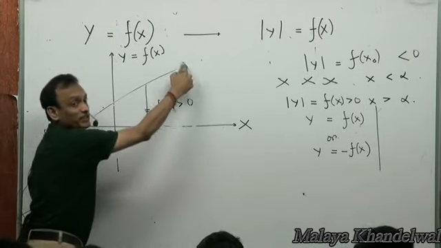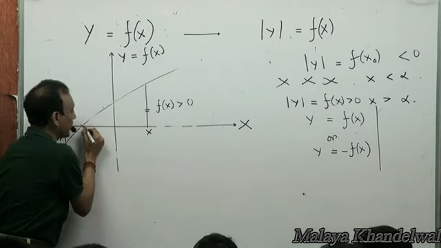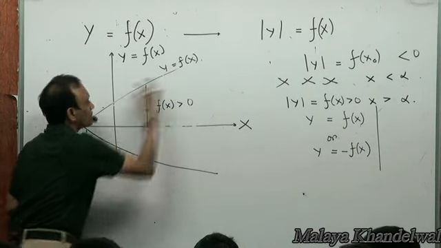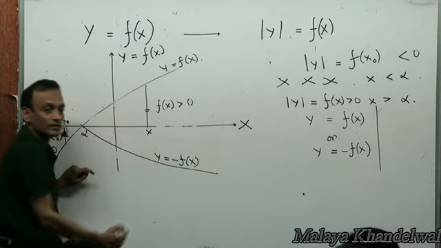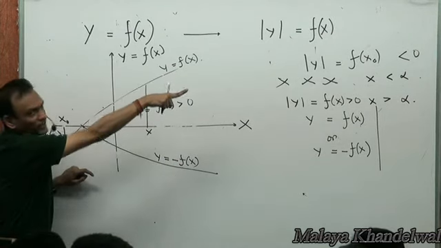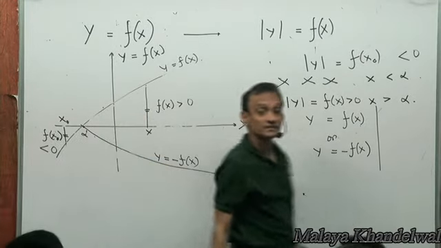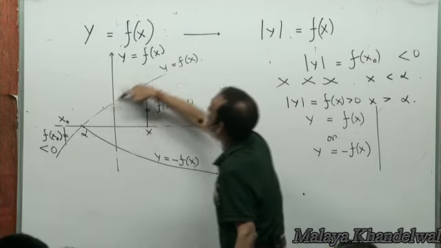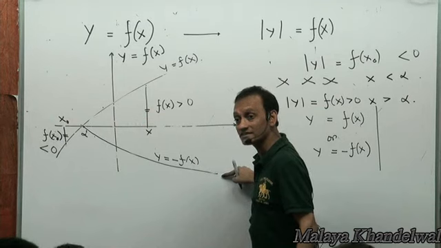This is y equal to f(x), right? y equal to minus f(x) will be this. If this is y equal to f(x), then a reflection of this about the x-axis will be y equal to minus f(x). But mod y equal to f(x) would mean y could either be plus f(x) or minus f(x). That means the graph of mod y equal to f(x) will be y equal to f(x) and this, which is y equal to minus f(x). Yes or no?